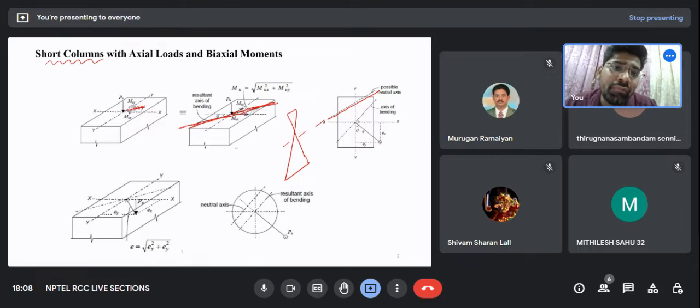So when our cross section is subjected to biaxial moments, it becomes very difficult to solve the problem, because the neutral axis is not parallel to our major axis. You can see it here.